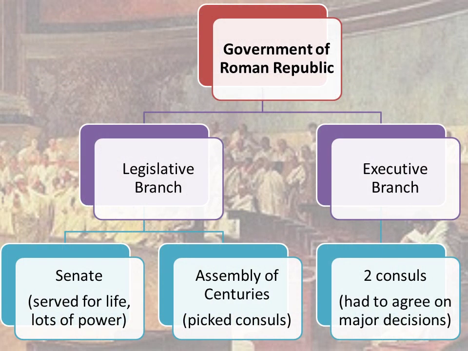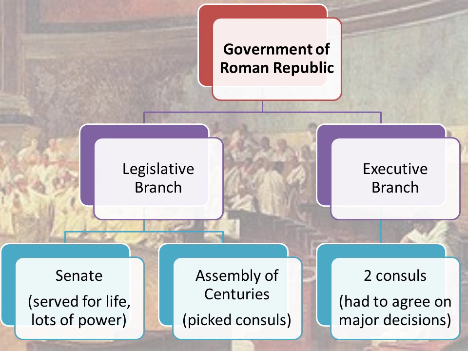So if those last two slides were confusing, take a look at this diagram. It shows you the structure of the government of the Roman Republic. There's two main parts, the legislative branch that makes the laws, and the executive branch that enforces the laws. The legislative branch has two parts, the Assembly of Centuries, whose job it is to pick or elect the consuls of the executive branch, and the Senate.